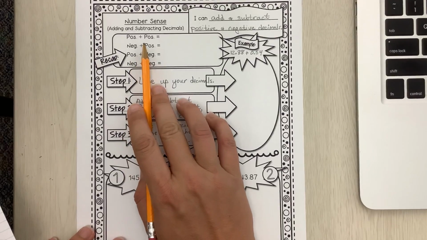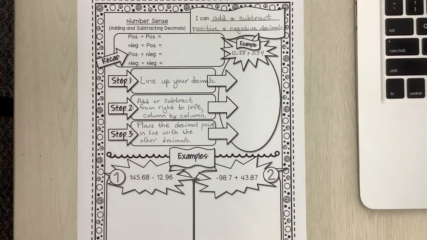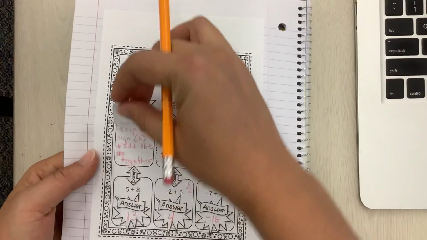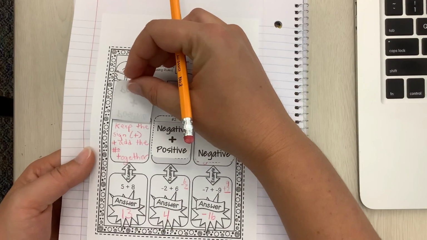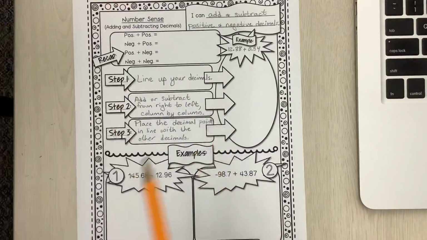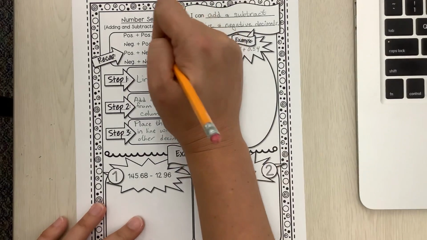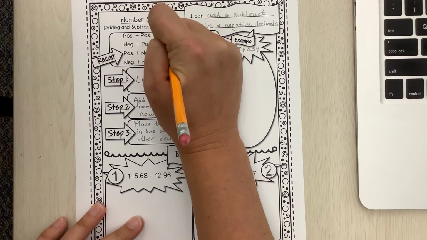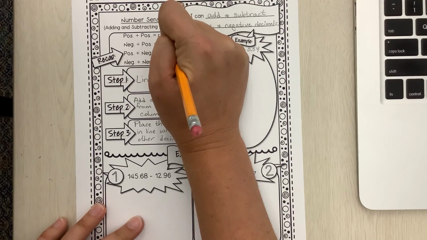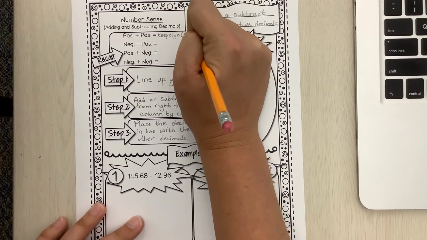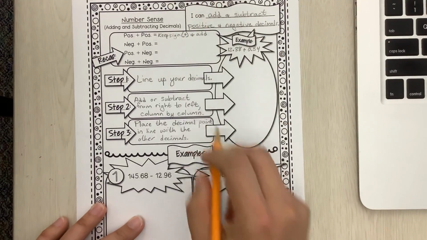So let's do a recap. A positive plus a positive, okay? So let's look. What does it say to do? We're going to keep the sign positive and add the numbers together. So keep sign positive and add. Let's just do a little note. Keep sign as a plus and add.